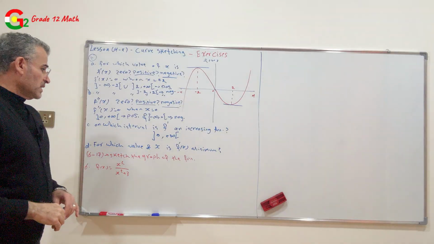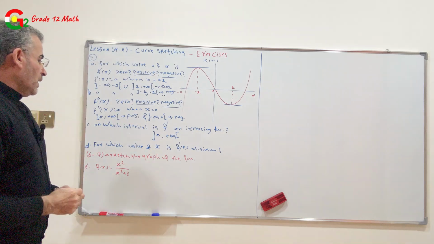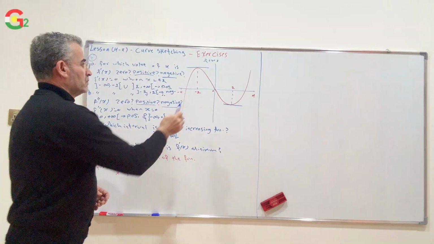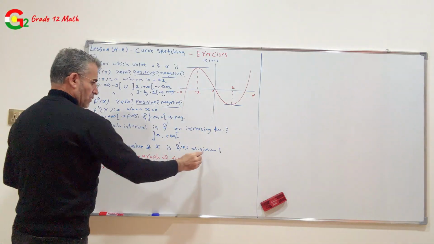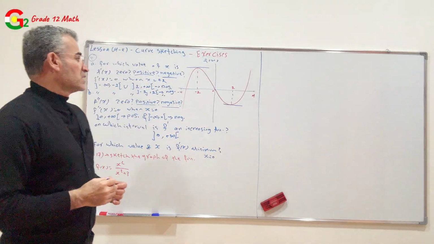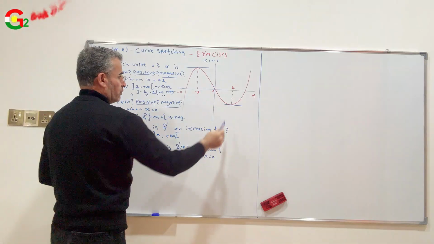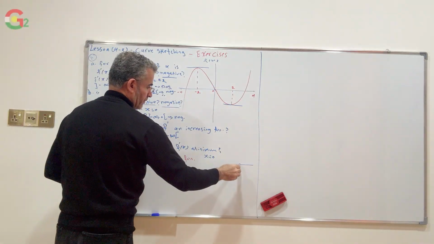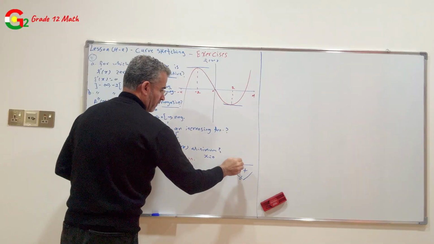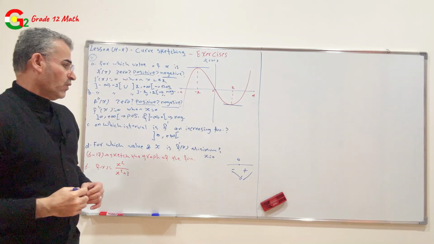For which value of x is f prime of x minimum? f prime of x is minimum at x equals 0, since 0 is an inflection point for this function and the function changes from negative to positive. Therefore, from negative to positive, we have a local minimum value for f prime of x.